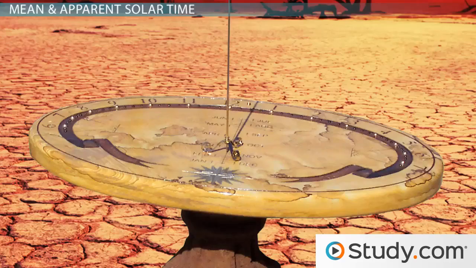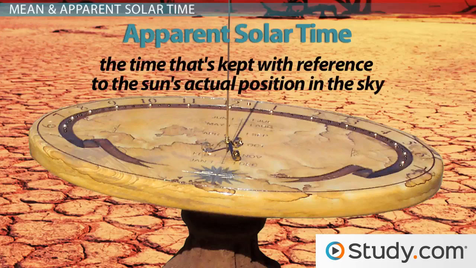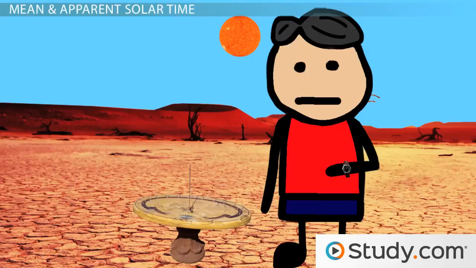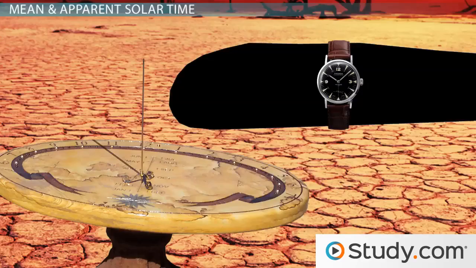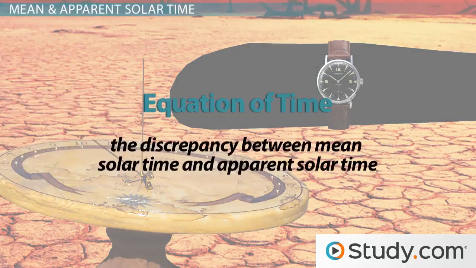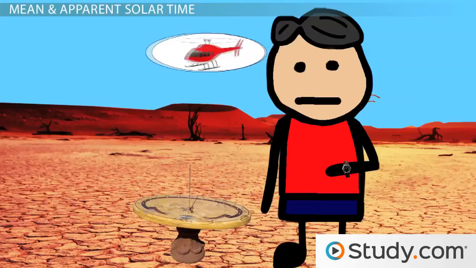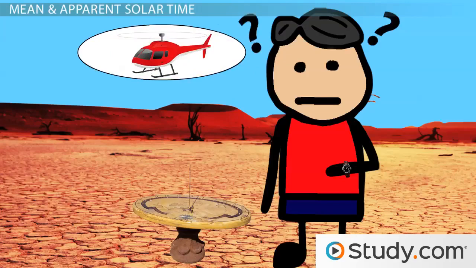A sundial keeps time according to apparent solar time, the time that's kept with reference to the sun's actual position in the sky. If you were to stand there long enough, looking at your wristwatch and the sundial, you'd notice that their times would not be synchronized over the year. The difference between apparent and mean solar time can be over 15 minutes. The discrepancy between mean solar time and apparent solar time is known as the equation of time. This can really complicate your rescue's exact timing. Which option do you go with then?